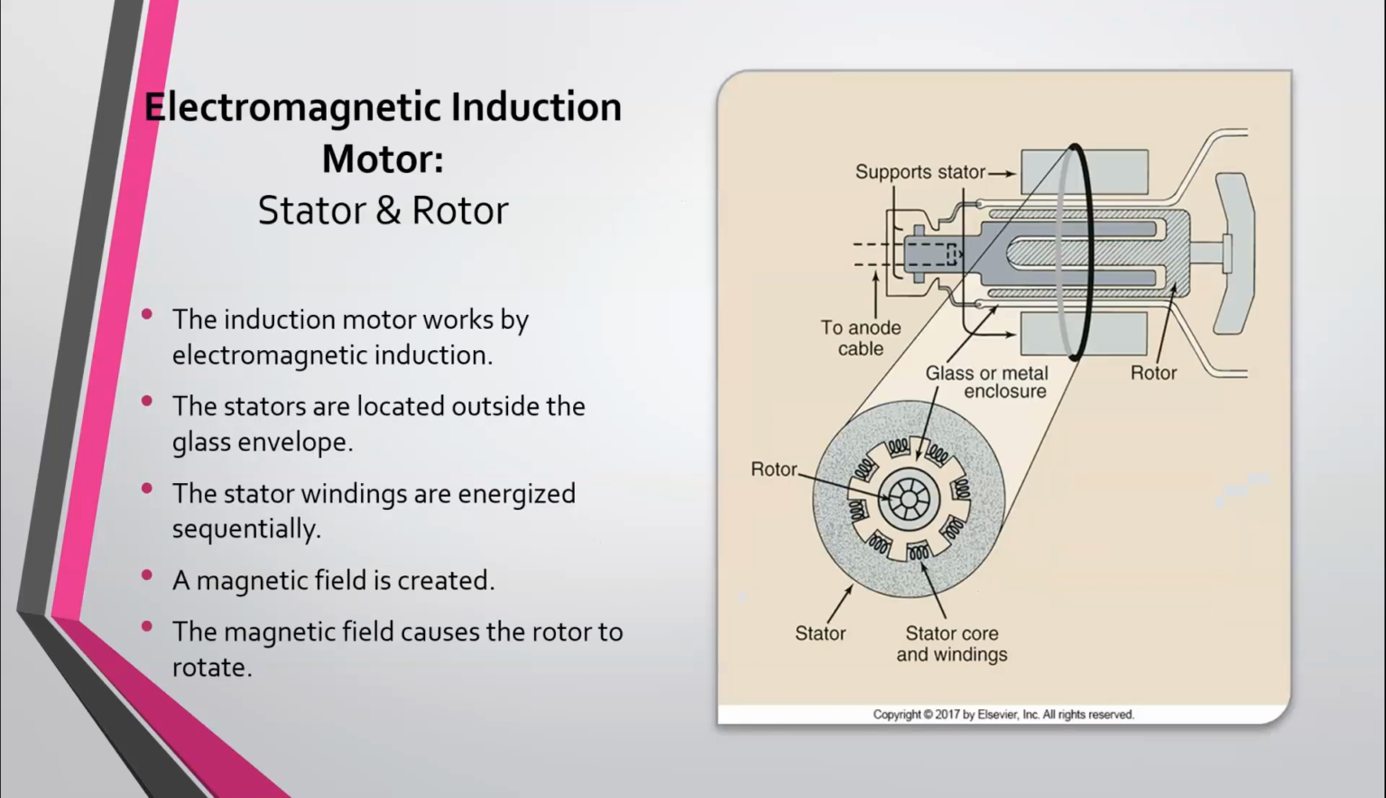So, electromagnetic induction motor. Let's talk about the rotor and the stator. The induction motor works by electromagnetic induction. The stators are located outside. So that's going to be a test question on your exam. The stators are outside, the rotors on the inside of the glass envelope. They do not touch each other. They spin through electromagnetic induction, okay?